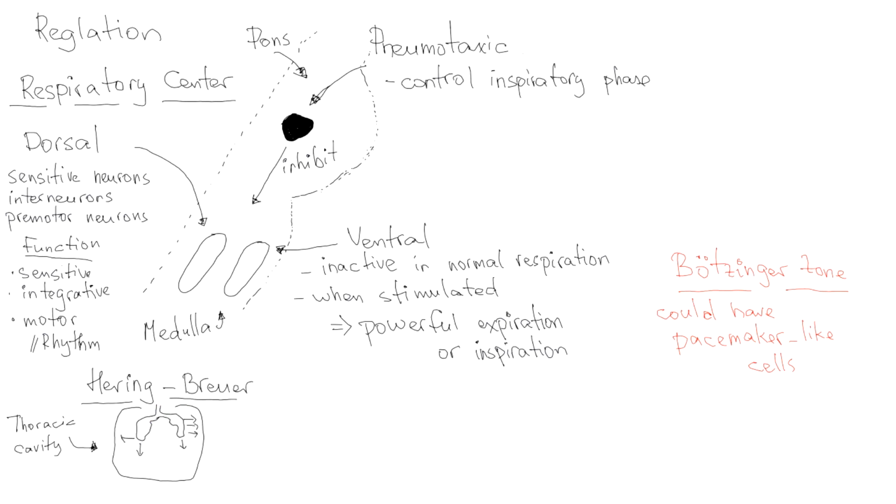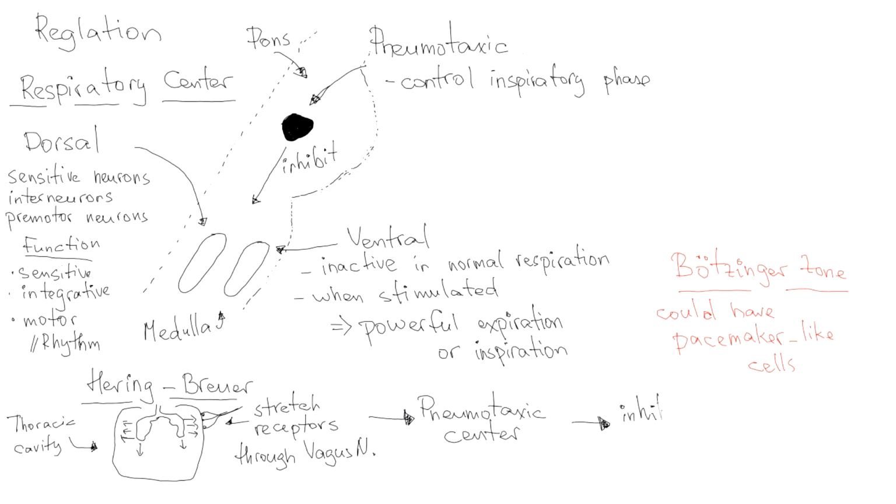On the thoracic cavity, there are stretch receptors, and through the vagus nerve, when they are stimulated, they communicate with the pneumotaxic group. The pneumotaxic group inhibits the dorsal neural group, thus inhibiting inspiration. In humans, this reflex is activated only when 1.5 liters of air are inspired.